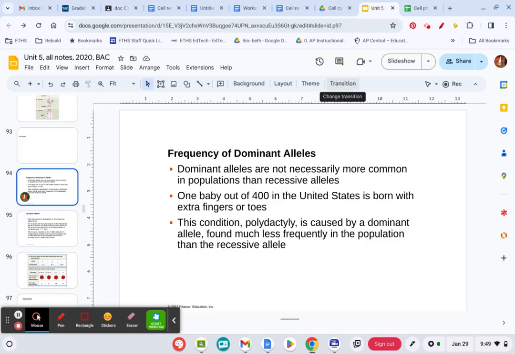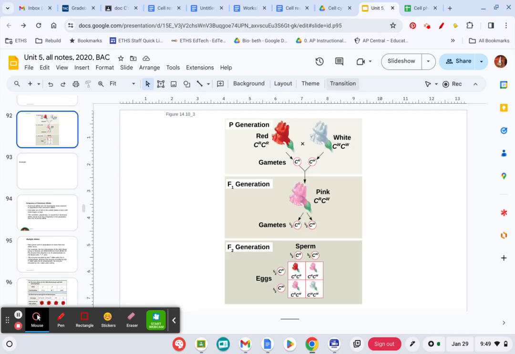But I want to talk a little bit. We talked on Friday about incomplete dominance and how it is possible to have pink flowers if you have a gene that shows incomplete dominance. Neither of the alleles is dominant or recessive, but rather when you put the two together, they blend, and you get something that's in the middle, in this case, pink, in the case of carnations.